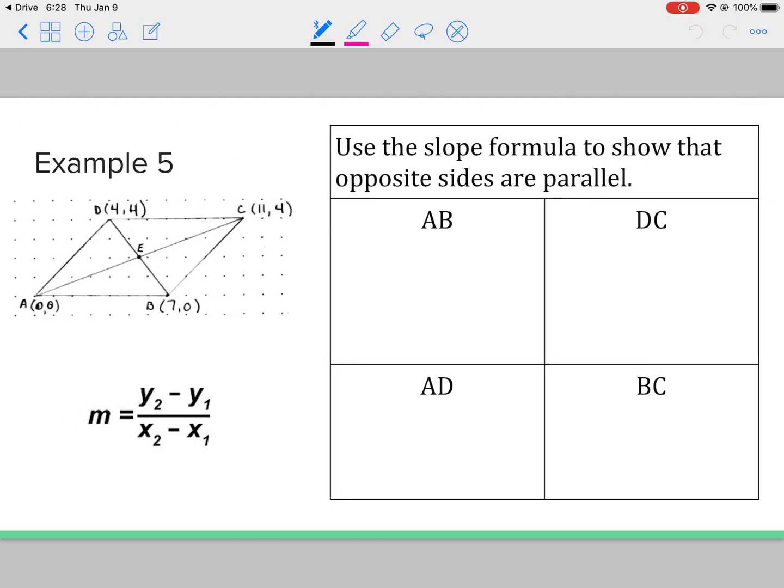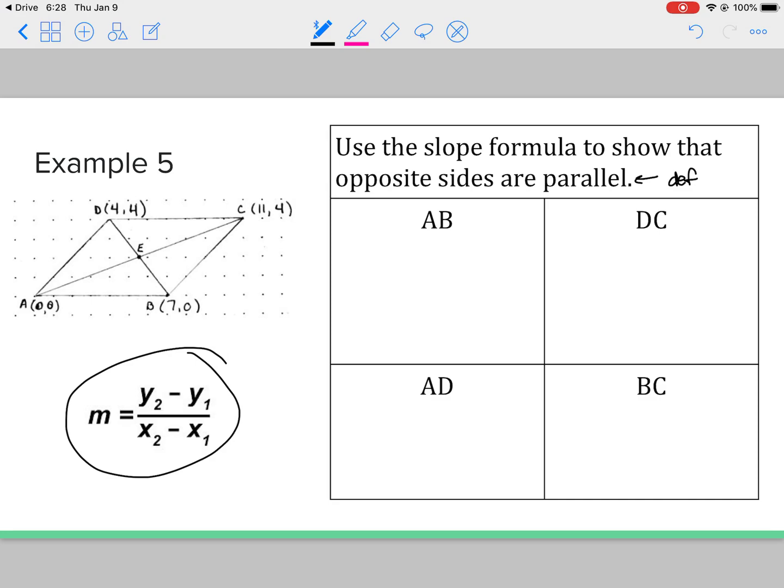All right, in our last example, we are given the graph of a parallelogram. So we're told that this is a parallelogram, and we're going to verify these different properties. So the first one says, use the slope formula to show that opposite sides are parallel. Opposite sides are parallel because of the definition of a parallelogram. So we're just going to verify that with the slope formula.